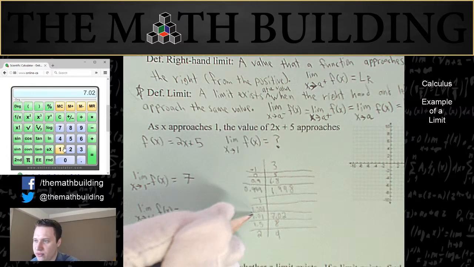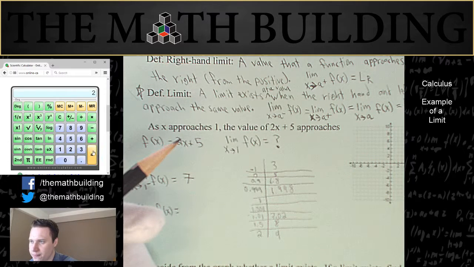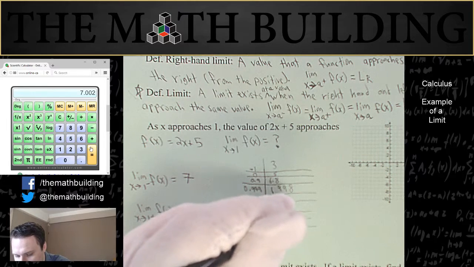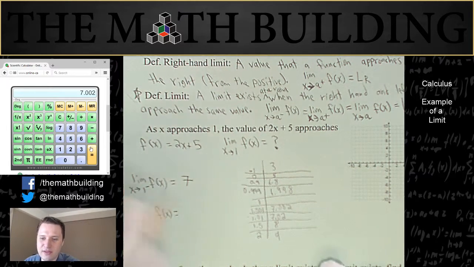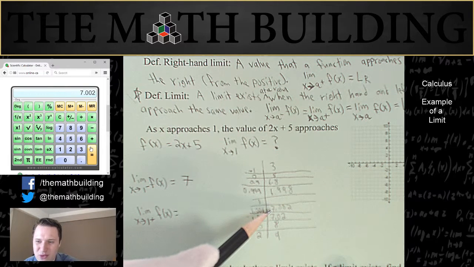How about 1.001? So we're just a hair bigger than 1. Plug it into our function, times 2 plus 5. 7.002. So as you can see, it looks like we've gone from 9 to 8 to 7.02 to 7.002.